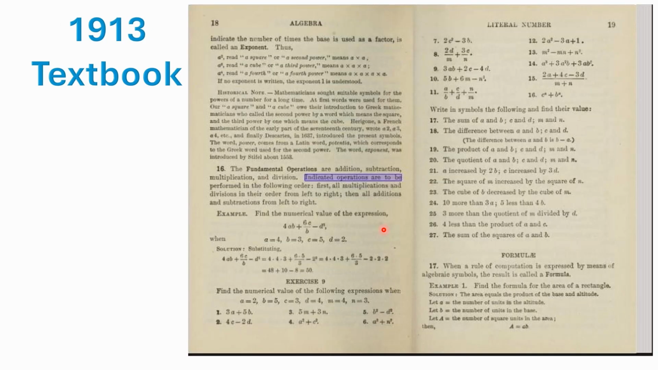1913 textbook. This is from an algebra book, first year algebra, but it doesn't matter if it's algebra or not. The order of operations applies to algebraic and non-algebraic expressions and equations. So right here, it says the fundamental operations are addition, subtraction, multiplication, and division. Indicated operations are to be performed in the following order. First, all multiplications and divisions in their order from left to right, then all additions and subtractions from left to right. So there you have it.